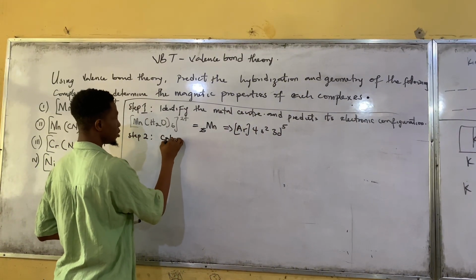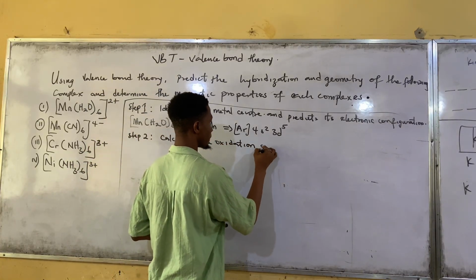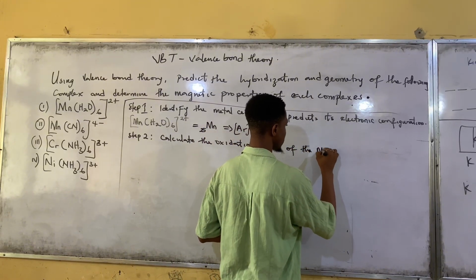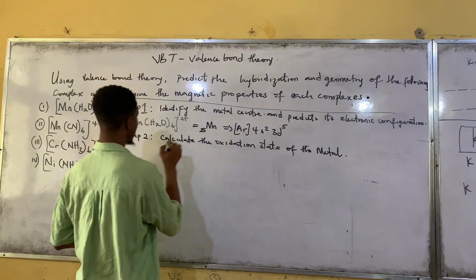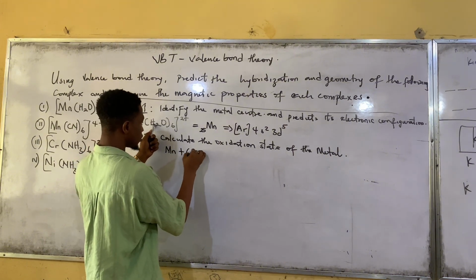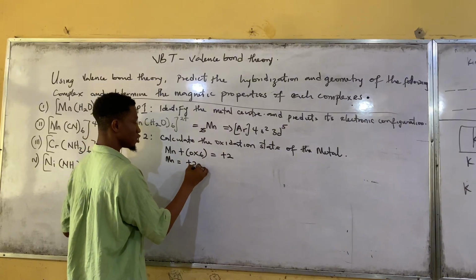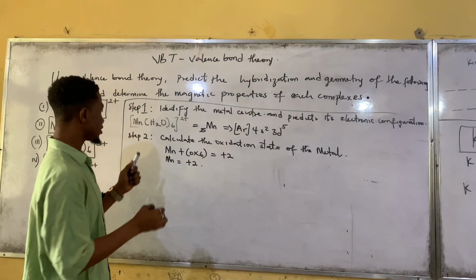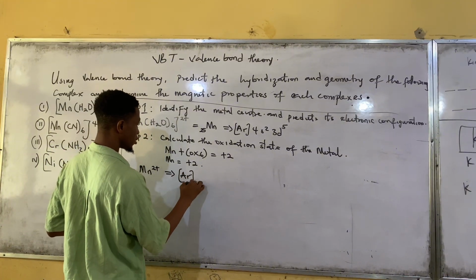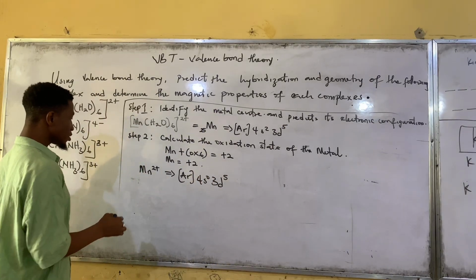Next step: calculate the oxidation state of the metal. So what will be the oxidation state of Mn here? Mn plus, since water is neutral, 0 times 6, equals plus 2. So Mn is plus 2, which means the electronic configuration will change to Mn2+, which is argon 4s0 3d5, right?